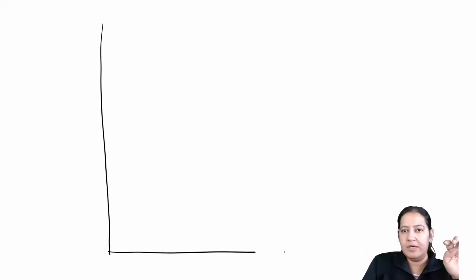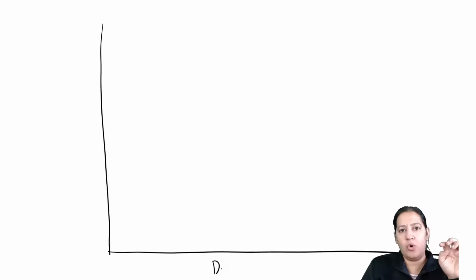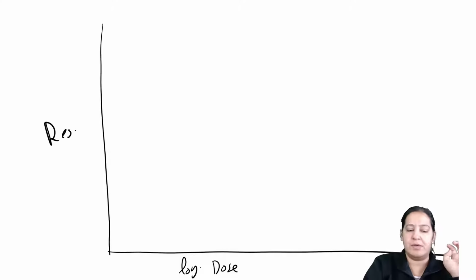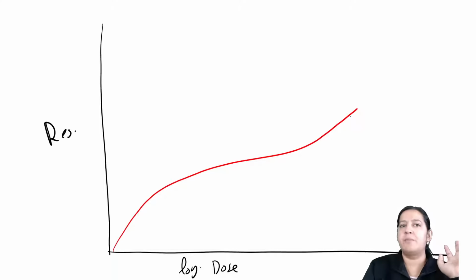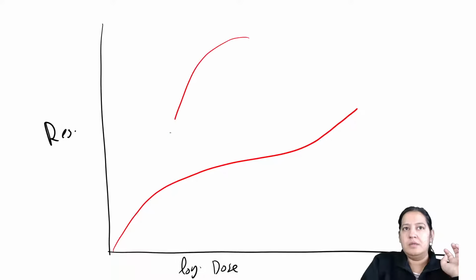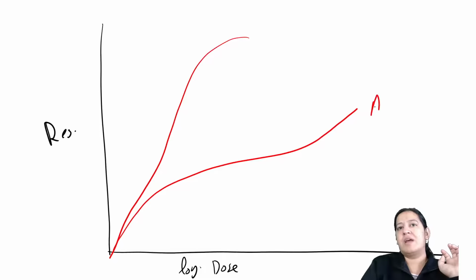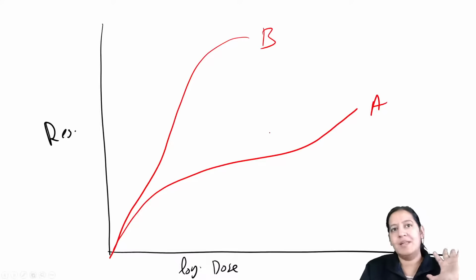On the x-axis, always take the logarithm of the dose. On the y-axis, always take the response. Now there are two drugs. Just suppose this is drug A. This is the graph, it is sigmoid. And drug B, this is the graph. This is drug A, this is drug B. Both are sigmoid.